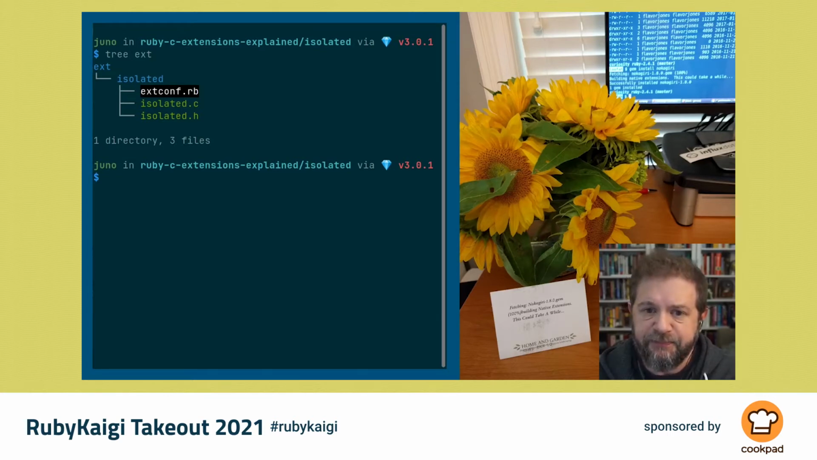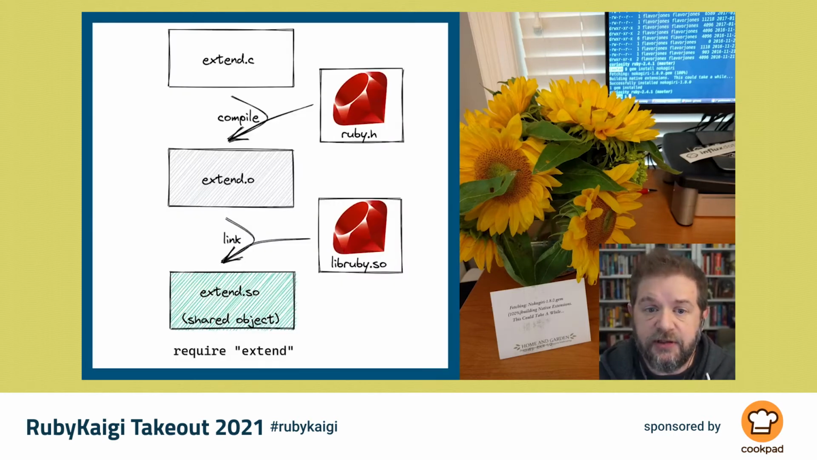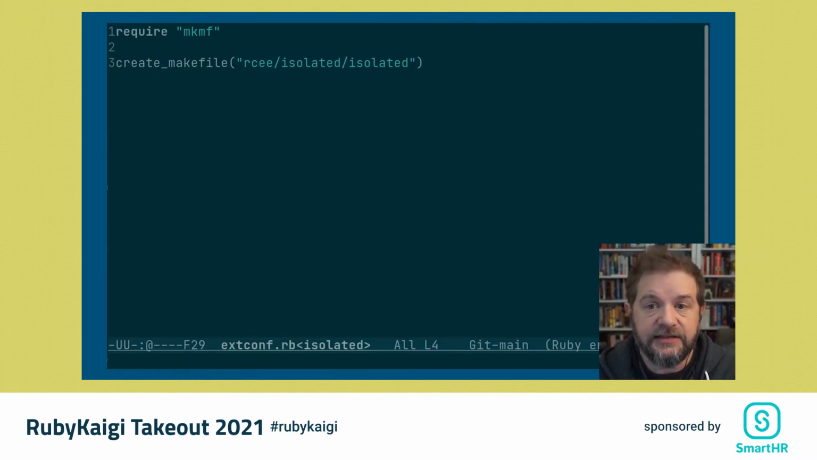extconf.rb. Now, extconf is a Ruby script, and it has one job, which is to write a precise recipe for compiling and linking the extension. In the case of Isolated, the extconf is as simple as it gets. mkmf is short for make_file, a Ruby module that's shipped with the standard library. It defines create_makefile, as well as a handful of other methods for advanced configuration, some of which we'll see in later examples. The create_makefile method is what actually writes the recipe for compiling and linking.